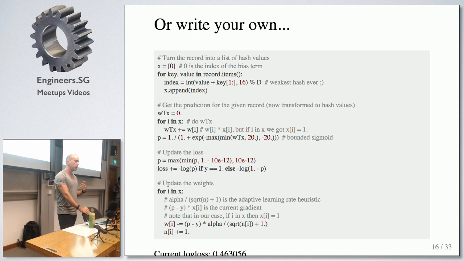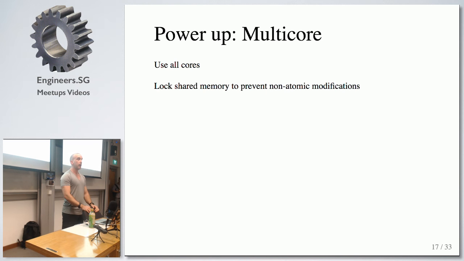There are other ways you can do that. You don't have to train on the whole data set. You can do some sampling like we were talking about earlier. But if you want to run it on the whole set, on my computer this takes over an hour, which is kind of long. Ideally, I'd like to use all my CPUs, which I was not using in the Python version. And if I share any memory, I want to use locks to make sure I'm not writing to the same area of memory from different cores at the same time, because that can be bad.